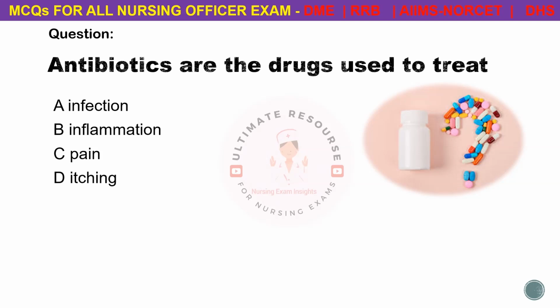Antibiotics are the drugs used to treat. Options are A. Infection, B. Inflammation, C. Pain, D. Itching. The answer is A. Infection.